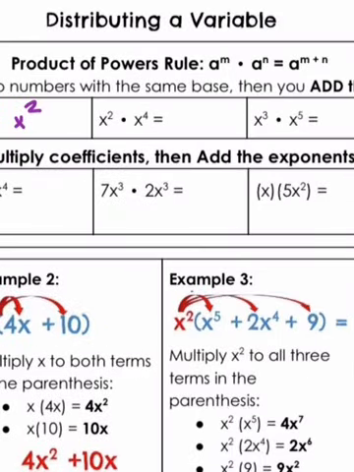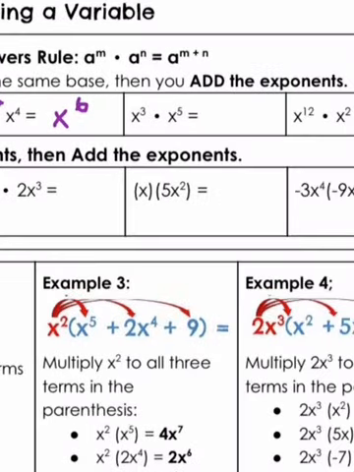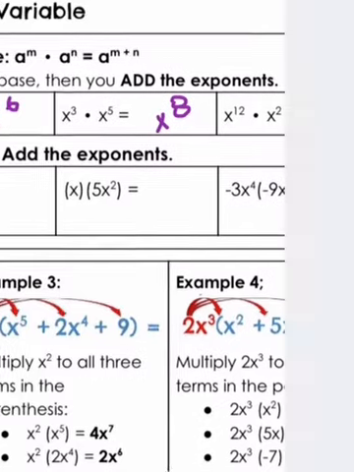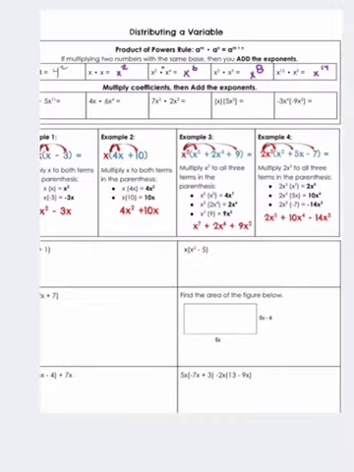If we have x to the second times x to the fourth, we're just going to add those exponents to get x to the sixth. And the next one would be x to the eighth, because 3 plus 5 is 8. And the last one is going to be x to the 14th, because 12 plus 2 is 14.